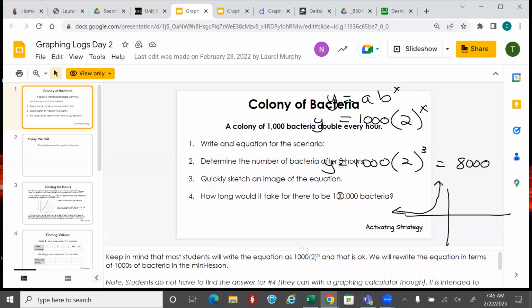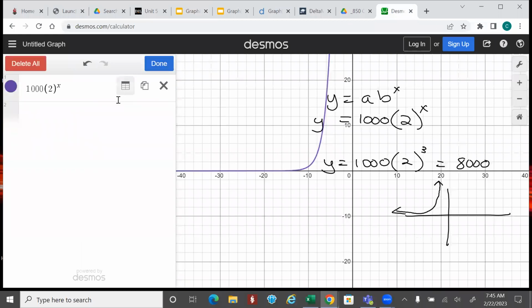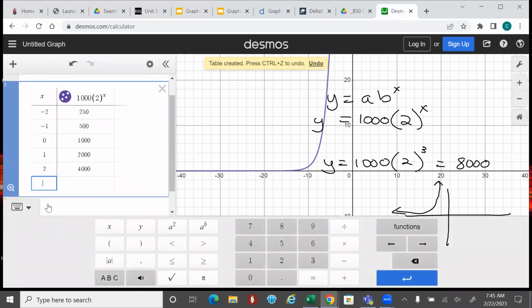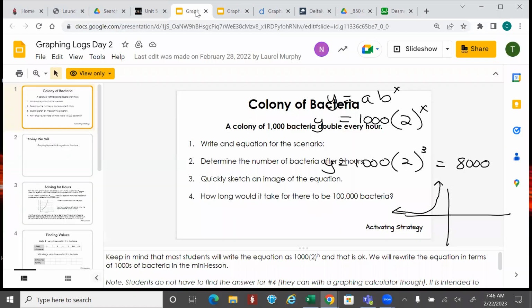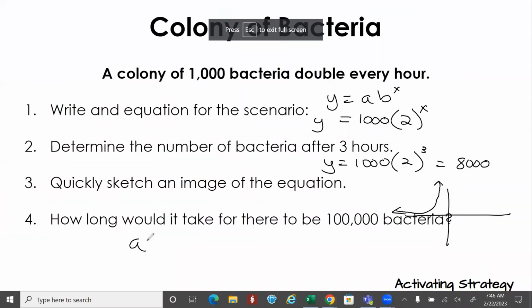How would we determine how many, 100,000 bacteria? When would this take place? Well, we could go into our table and we can look at when our y value hit 100,000. So we can plug in x values to see when it hits 100,000. Well, it happens probably right in here. So in the hour of 6 to 7. About 6 to 7 hours.